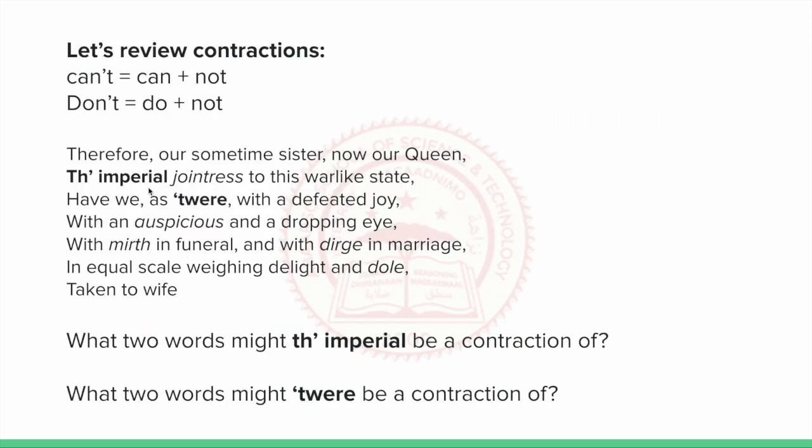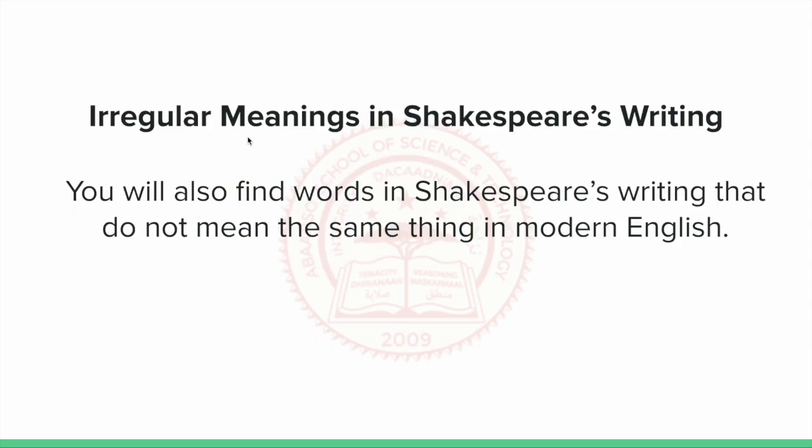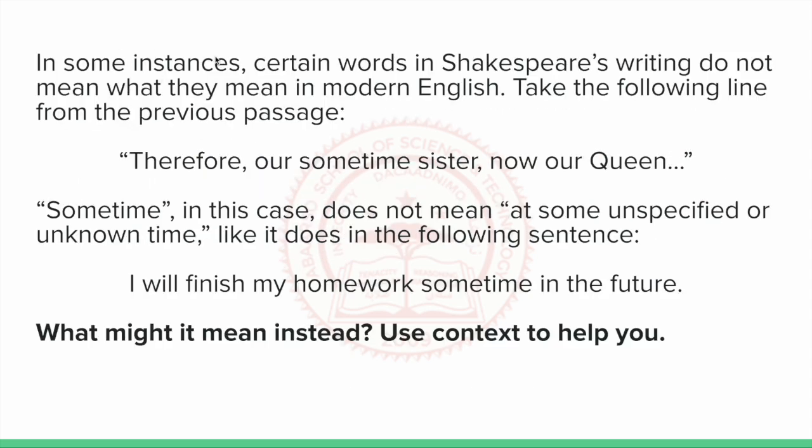If we go back to this, it says, "Therefore, our sometime sister, now our queen." What does "sometime" really mean? In some instances, certain words in Shakespeare's writing do not mean what they mean in modern English. Take the following line from the previous passage: "Therefore, our sometime sister, now our queen."